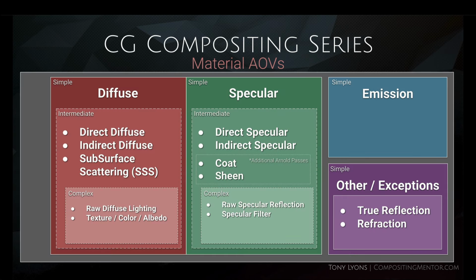And here, once again, we're looking at the bigger overview of the diffuse, specular, and emission buckets and how those render passes fall into which bucket. And we're going down into the complex level, which would be the smallest component that you can find in these render passes, which would be the albedo and texture maps and the raw lighting. So we're breaking these bigger buckets of diffuse and specular into smaller and smaller components.